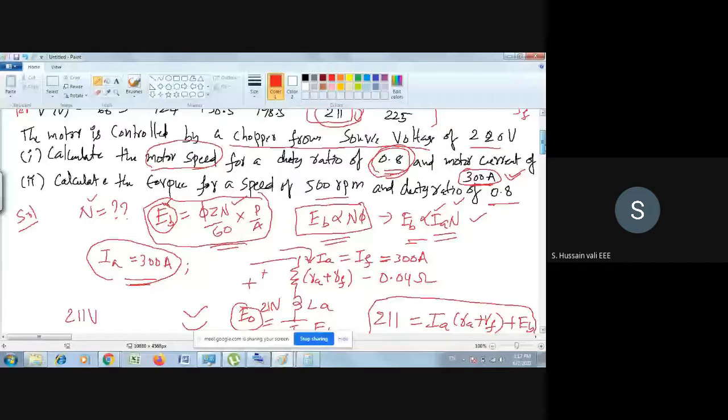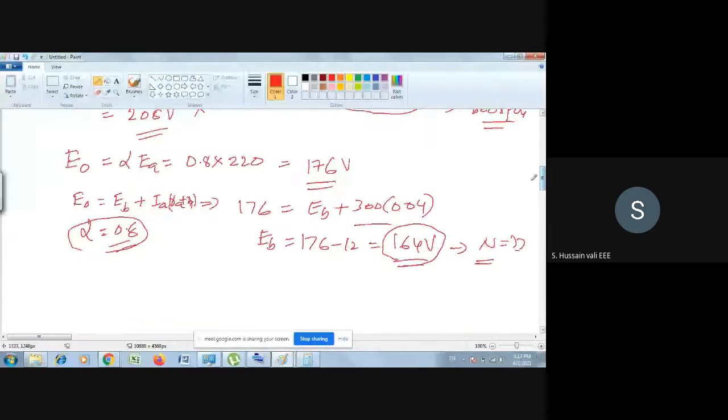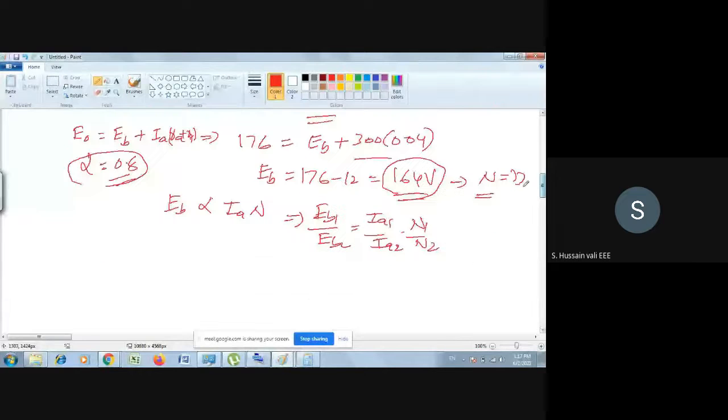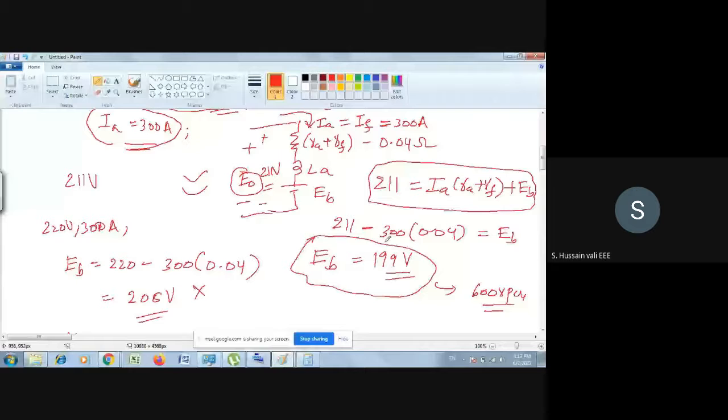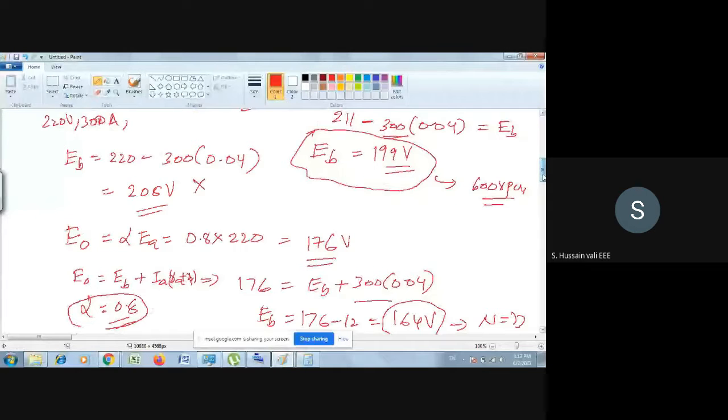Then we will go ahead with this now. EB is proportional to IA into N. Then EB1 by EB2 is equal to IA1 by IA2 into N1 by N2. Now one important thing you must understand here is that IA1 is equal to IA2. Why is it so? Because what is the current we have taken here? 300 ampere. Whereas in this calculation also, what is the current we have taken? So the current remains same.